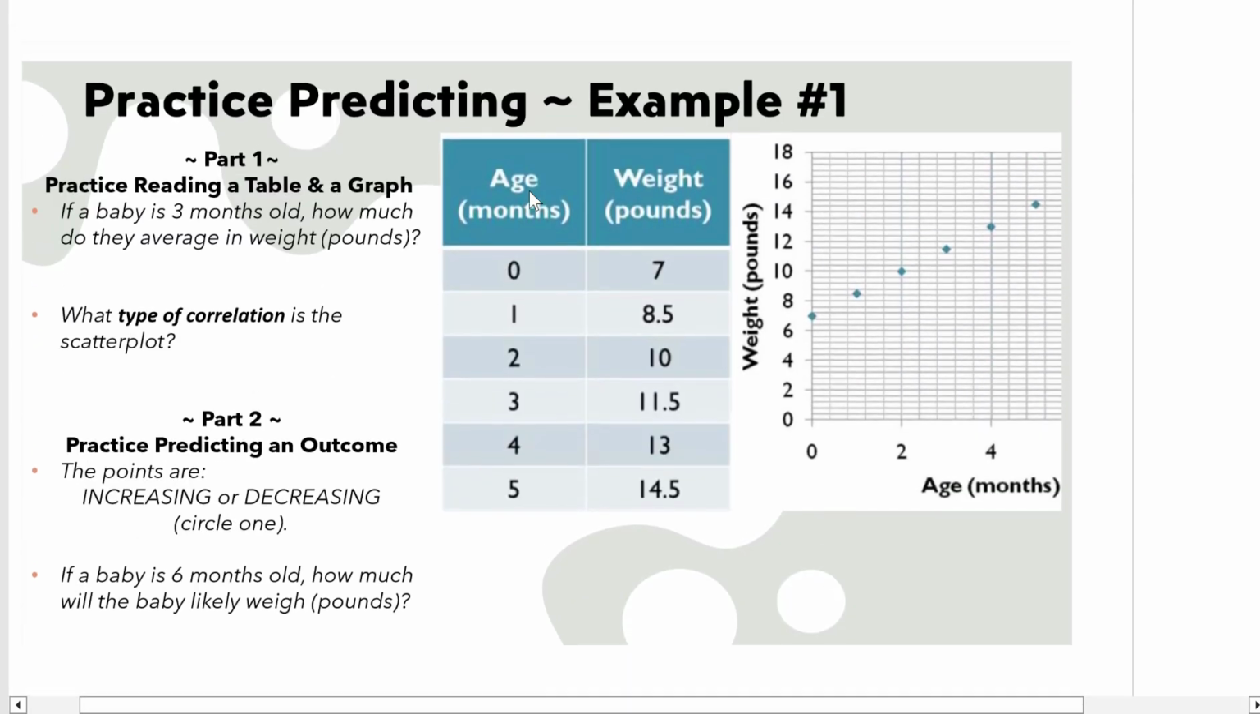All right, let's do a practice problem. Okay, here we have a table and a scatter plot. So part 1, practice reading a table and a graph. If a baby is 3 months old, how much do they average in weight? So if a baby is 3 months old, months, we're talking about X. How much do they average in weight? We'll use pink. That's going to be the Y.